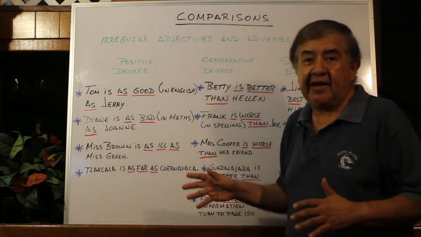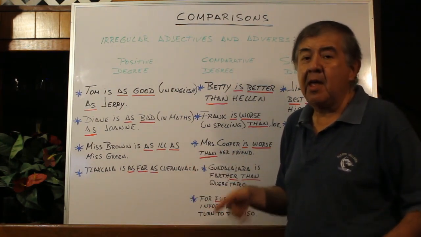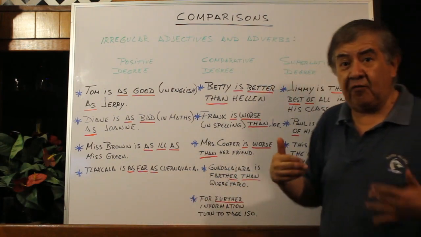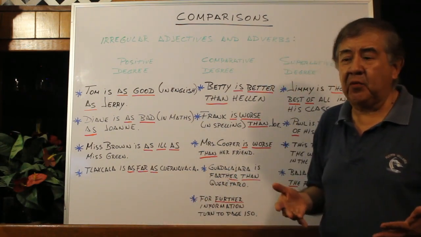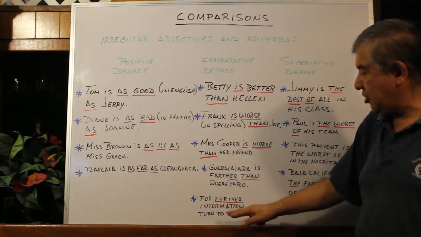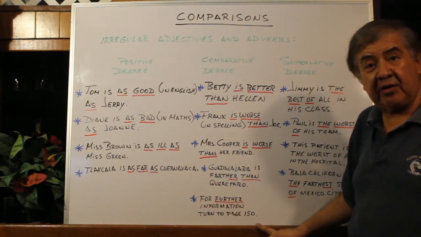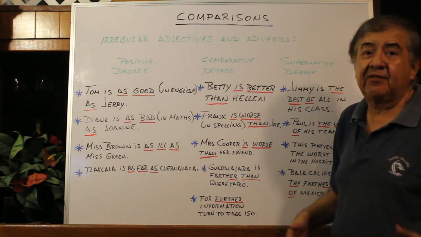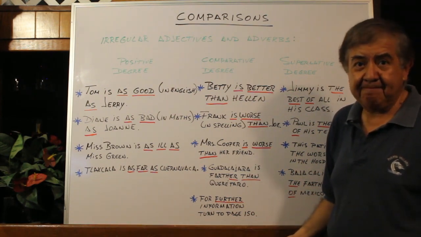In this case, we are applying the normal rules. But when we use far with the meaning of extra, as I told you before, then we have the example: For further information, turn to page 150. This is not distance. This means extra, in this case for extra information. Okay?